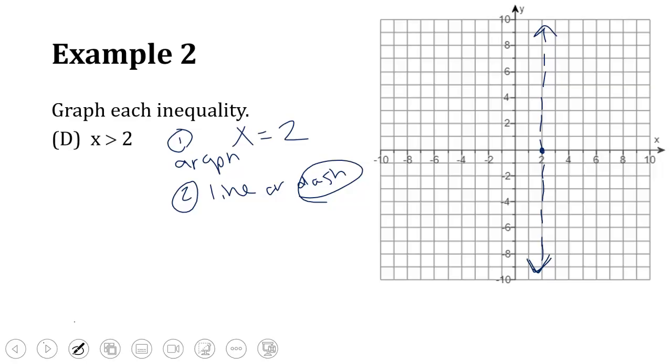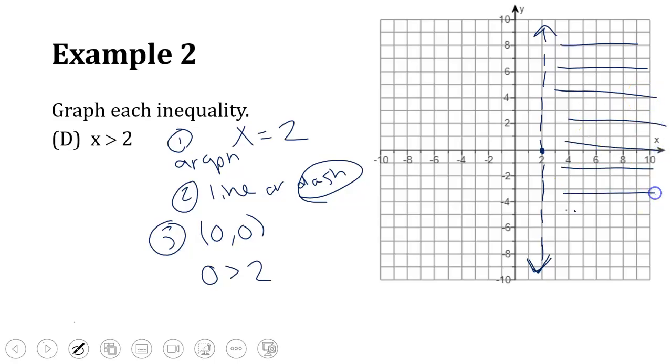So now for our third step, our 0, 0. So here we only have an X for 0. So plug in 0 for X and then bring the rest of the equation down. Is 0 greater than 2? It is not. So I am not going to have 0, 0 shaded. That means it is the right side that is going to be shaded.